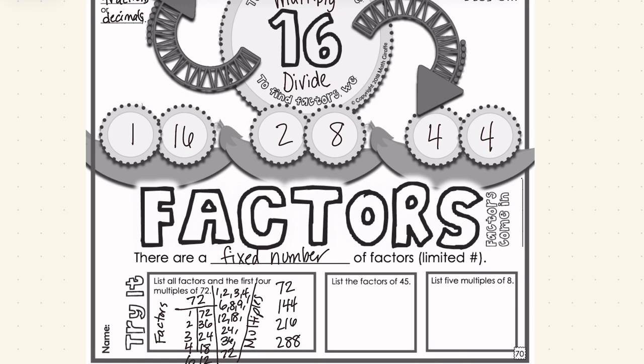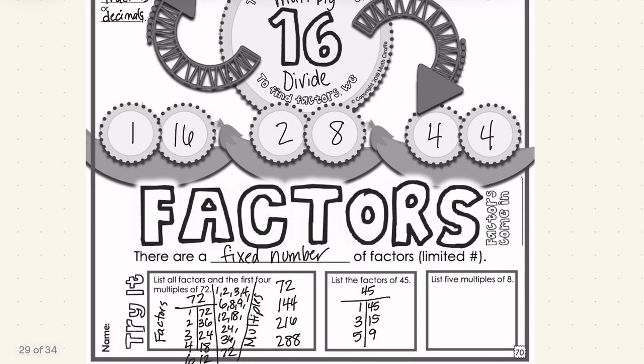All right, we're going to list our factors of 45. Again, we're going to make our T-chart. 1 times 45. 2 is not divisible into 45. 3 is. It's 3 times 15. 4 is not. 5 is. It is 5 times 9. 6 is not. 7 is not. And 8 is not divisible. So these are our factors of 45. We have 1, 3, 5, 9, 15, and 45.